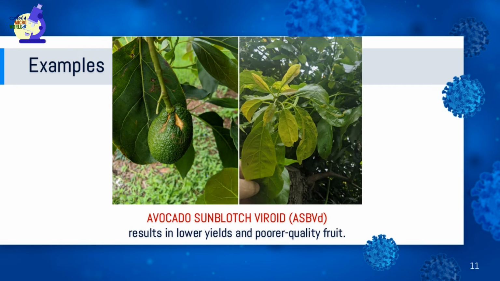And the third one is the avocado sunblotch viroid, which is also known as ASBVd, which results in lower yield and poorer quality fruit. You can see here the fruit has been deformed or the infections have been caused in the leaves too.